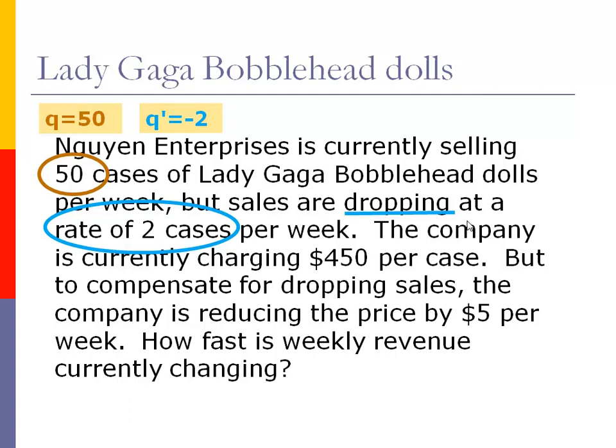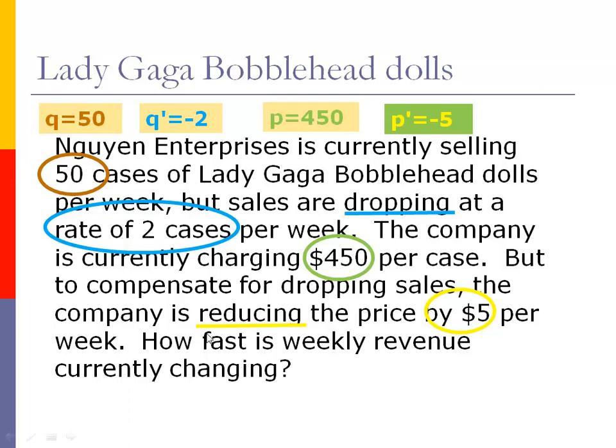And then in that next sentence, we're talking about the price. So the price is going to be 450. So I've got a p-value that's 450. And then in the next sentence after that, we're looking at dropping sales again, and we're reducing the price. That's telling me that my price is going down. It's changing, so it's going down, so it'll be negative. So I'm looking at a p prime that's equal to -5. So when I'm reading through this problem, that's the information that I'm picking up.